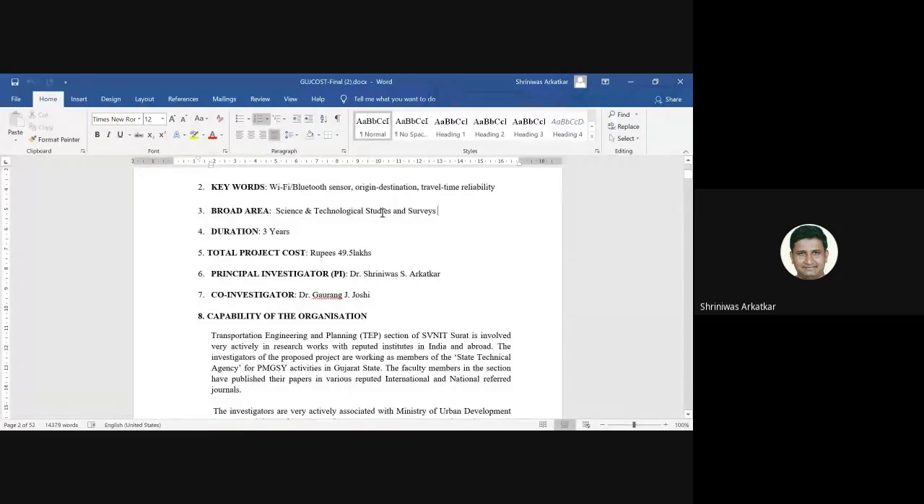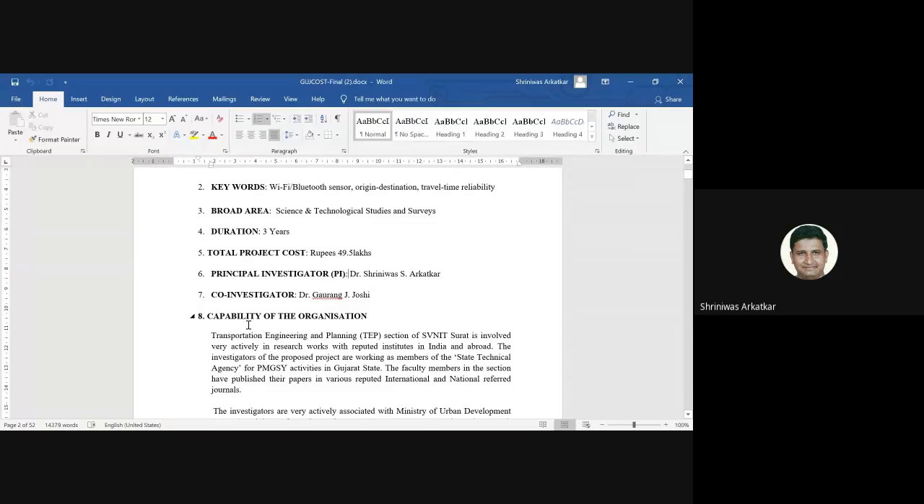Broad area, of course, science and technological studies and surveys. Duration is going to be 3 years. The total project cost is rupees 49.5 lakhs. This is like a summary which they have asked. I will show you how it is arrived at. Principal investigator, co-principal investigator, if somebody is there.